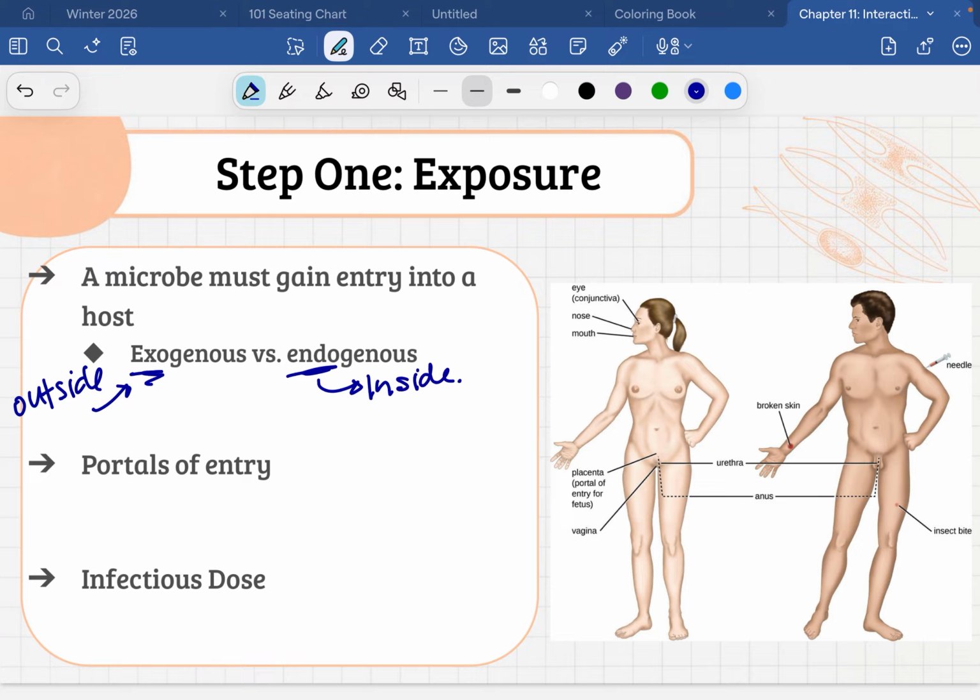So a bacteria can gain entry into the human either from the outside, meaning that it came from the environment, or it can gain entry from inside. Okay, so a bacteria that is living inside your human gut and not causing any problems can all of a sudden gain entry into your bloodstream. Okay, so that's endogenously. Exogenously would be like somebody sneezes on you with the flu and the flu virus gets up your nose. It's coming from the outside.